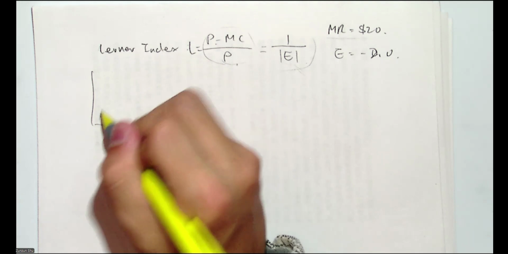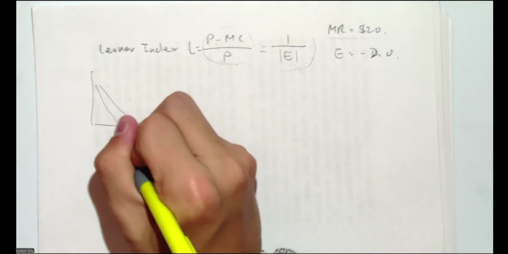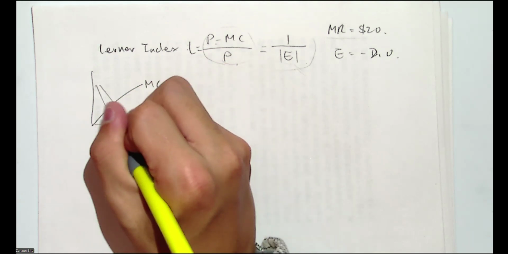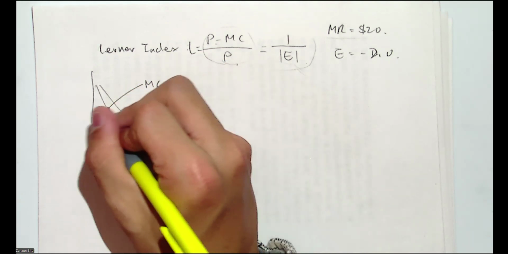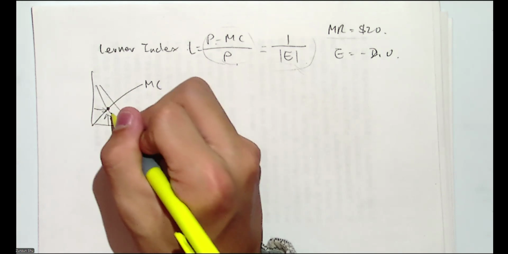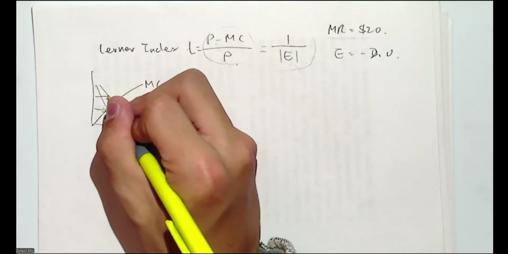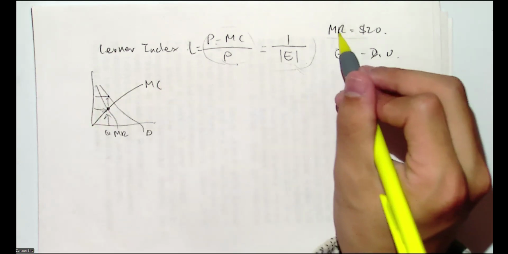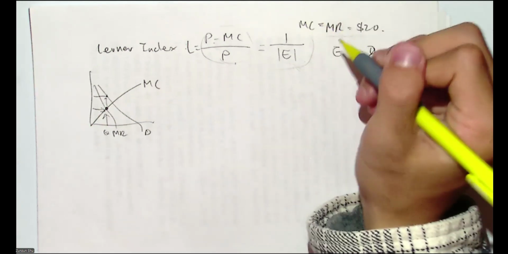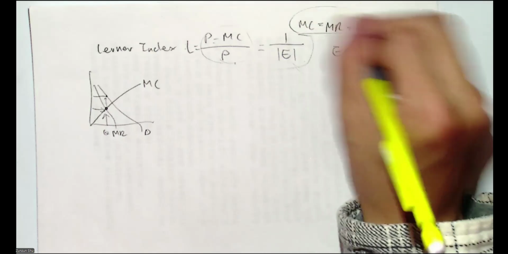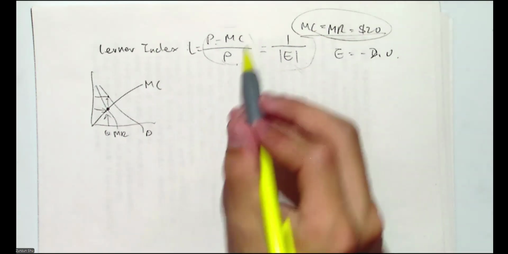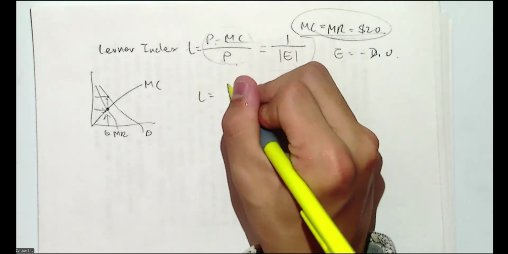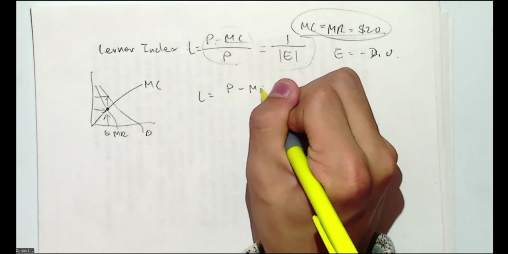And to draw a quick diagram: MR, demand, MC. This point, where MR equals MC, you're going to use it to determine your quantity. It matters a lot because you're also going to use the quantity to determine your price. So knowing that MR equals MC, we could just write it as MC equals 20. So now we've got MC, but we don't really know what P is, so that's the thing we're trying to calculate.